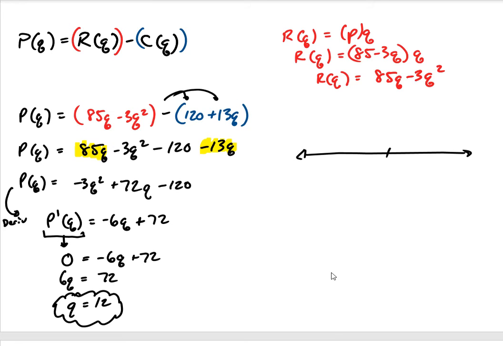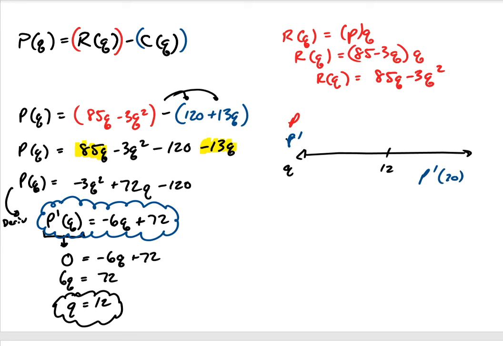To really check, though, we can get our number line. Okay, so here's 12, so that's my Q value. And then here would be my profit derivative, and then my profit function. And then we would usually plug in test values, so anything bigger than 12 into our profit derivative. So if I plug in P prime of 20, let's say, so that's bigger than 12, we can simplify. Negative 6 times 20 is negative 120 plus 72. And all we care about is showing that this is negative.